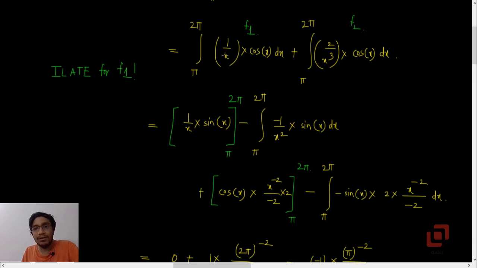Okay, so it means integrate the first function. Keep the first function as it is into integral of the second, so integral of cos is sine, minus integral of derivative of the first into integral of the second.